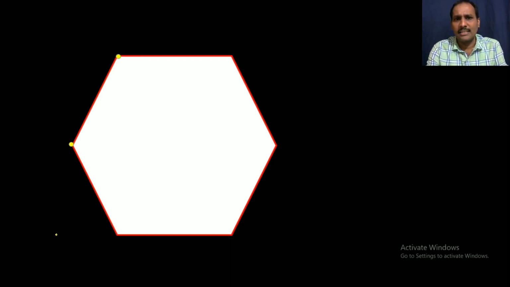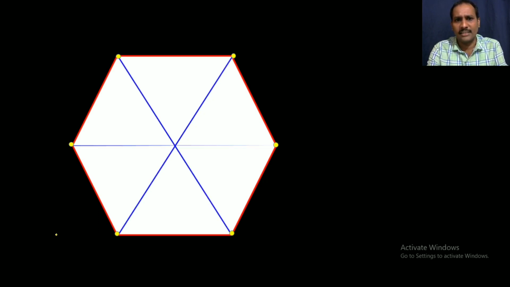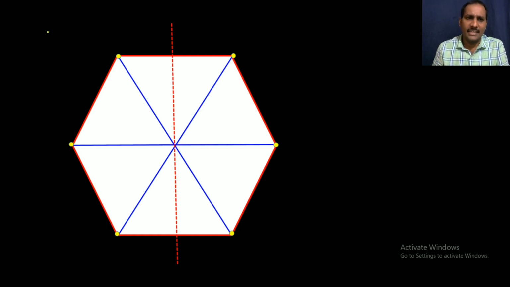Identify all the 6 vertices of the hexagon and draw the diagonals of the hexagon and draw a vertical line to divide the hexagon into 2 identical parts. Now we have to write the 6 trigonometric ratios, one at each vertex. So how to write? For this you need to remember only one formula, that is tan theta is equal to sin theta by cos theta.